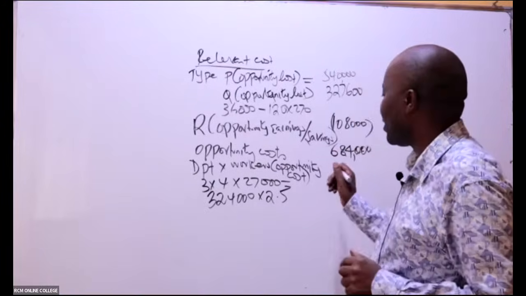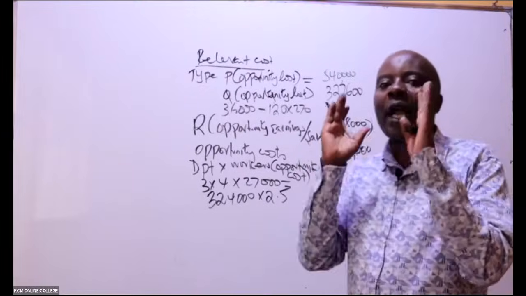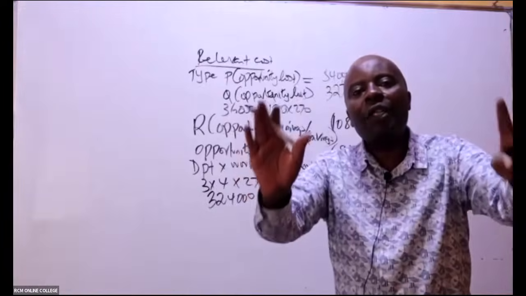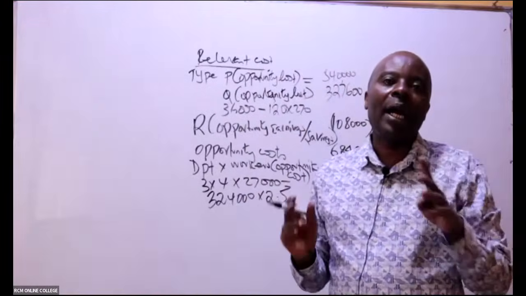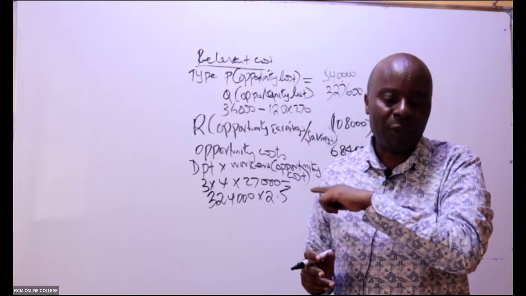So that becomes the relevant cost. This is the opportunity that I will lose if these workers were doing their thing. If they were working outside there, I would have earned this amount.